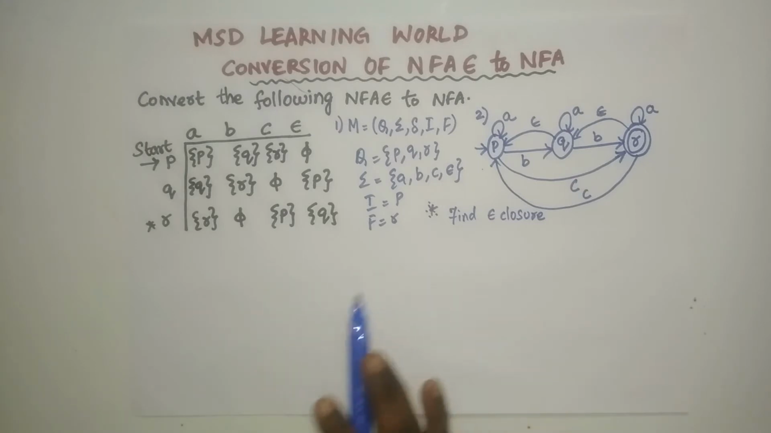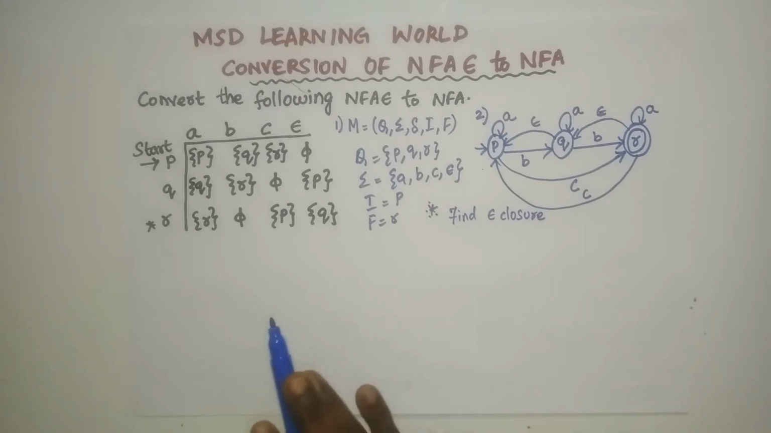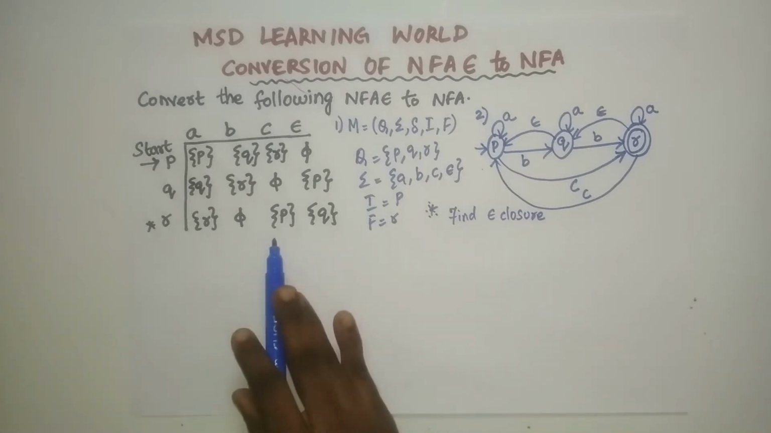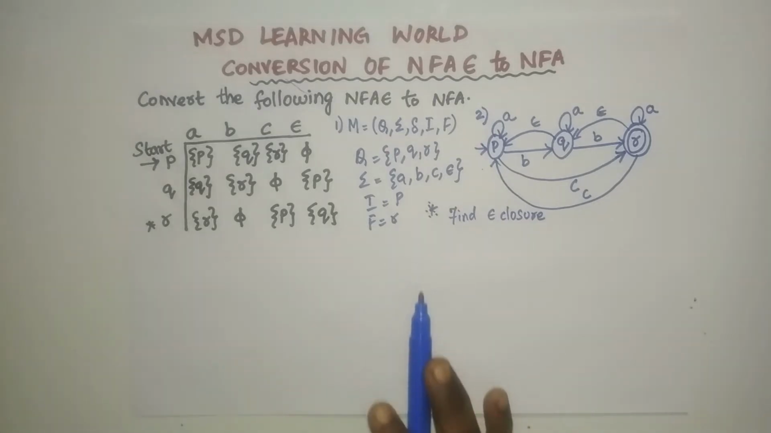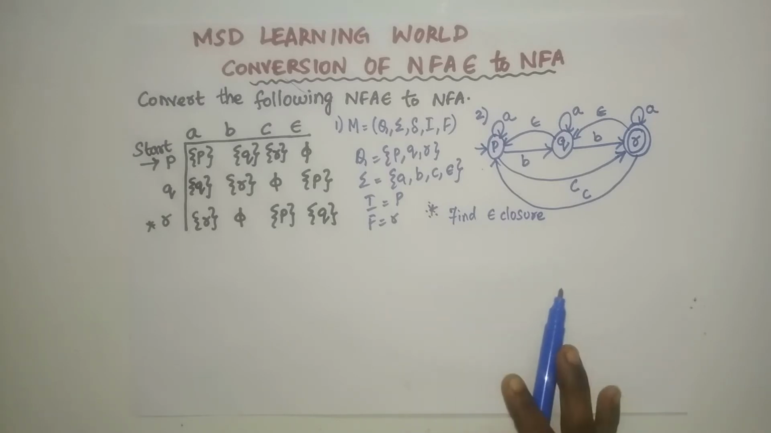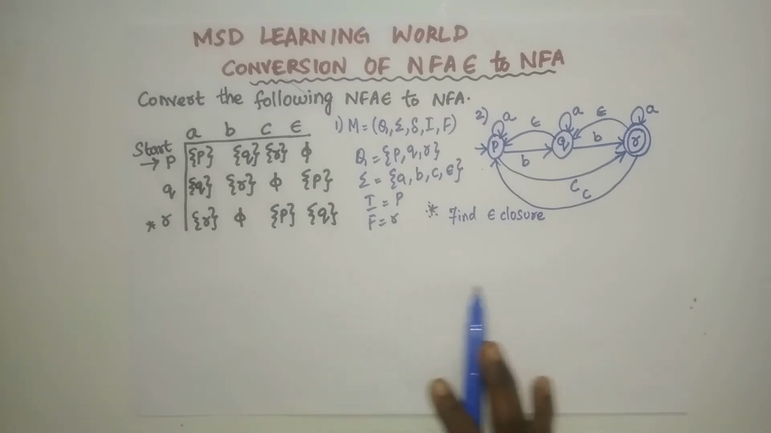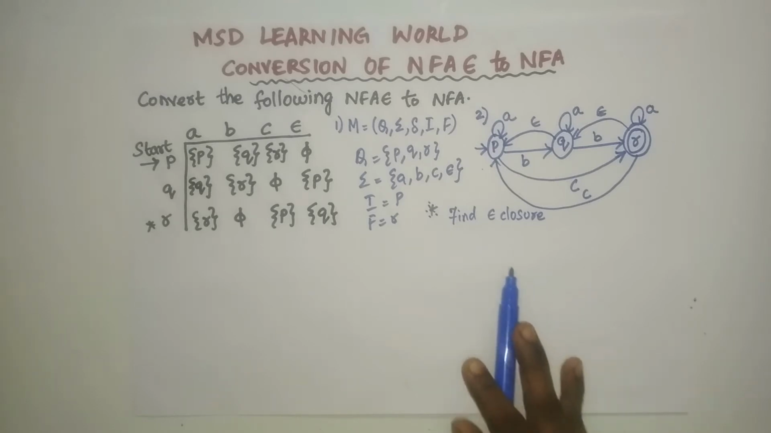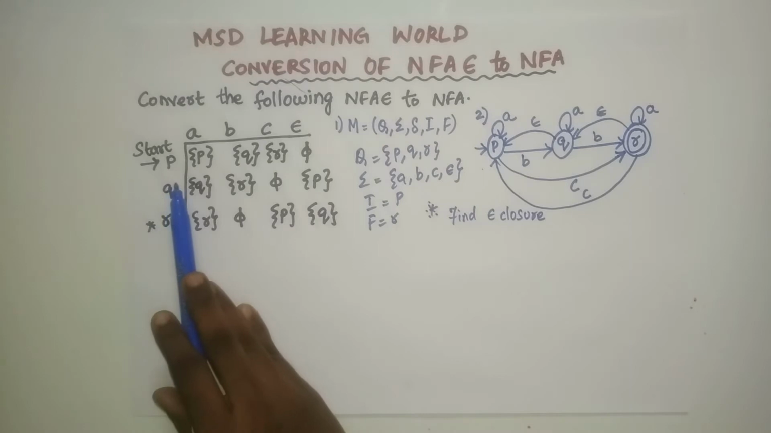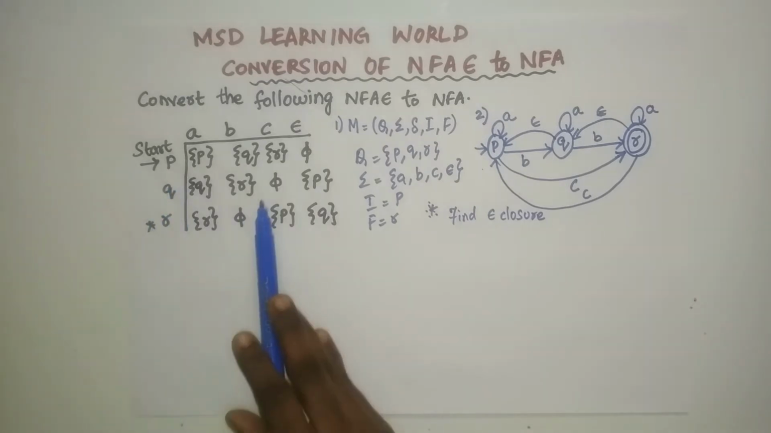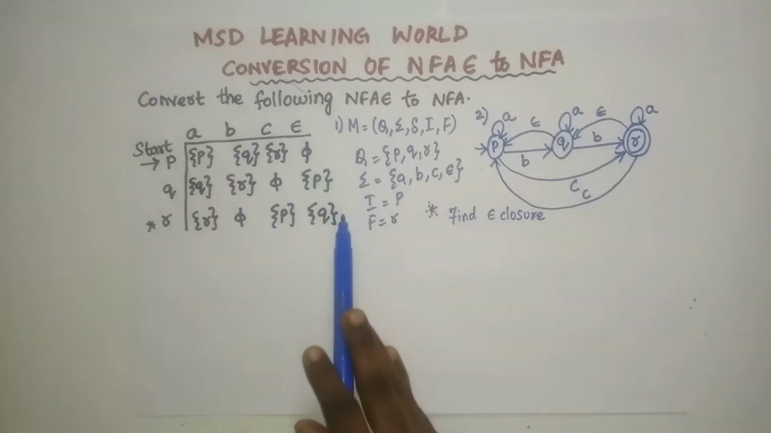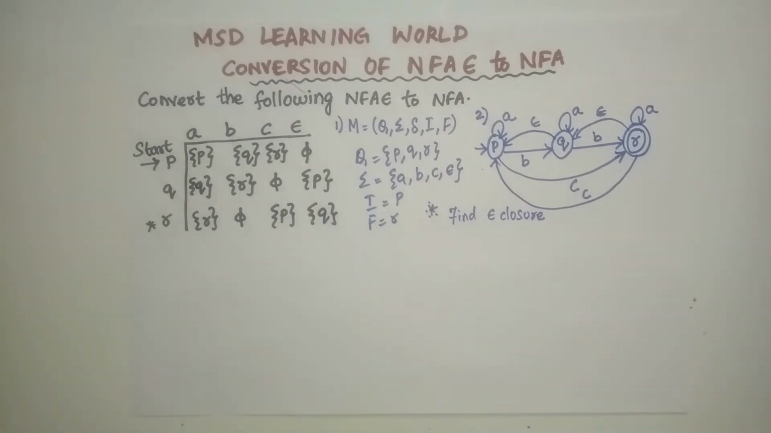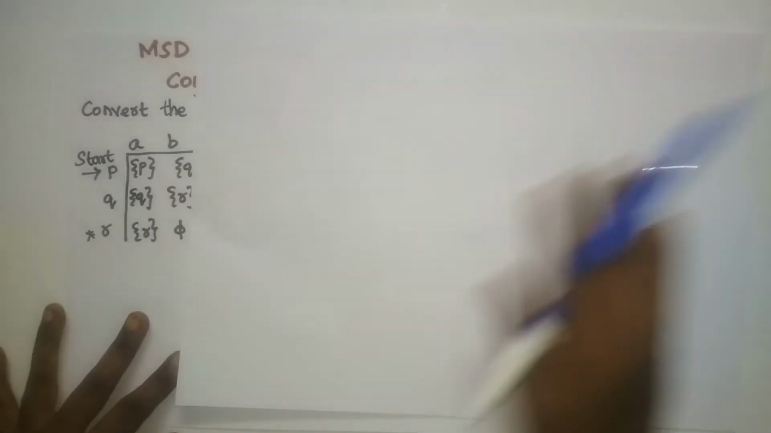So from the third step, we are going to create the NFA for the given NFA epsilon. It is very clear that we are not going to create any new states. For the NFA that we are going to create from the NFA epsilon, the states are going to be the same, only P, Q and R. There are no new states, but we are going to find the epsilon closure for each and every state P, Q and R so that the epsilon transition property will be eliminated.